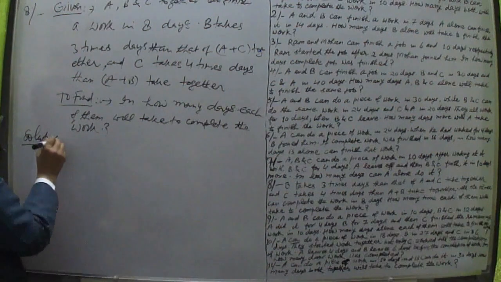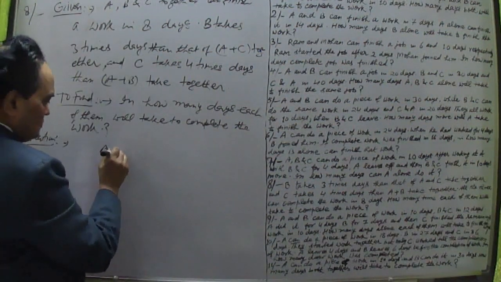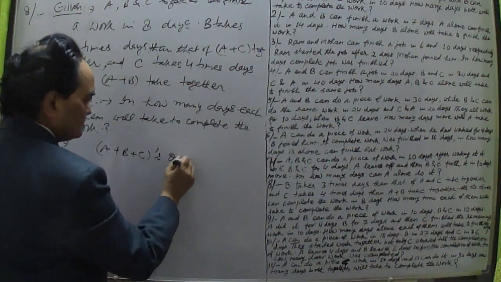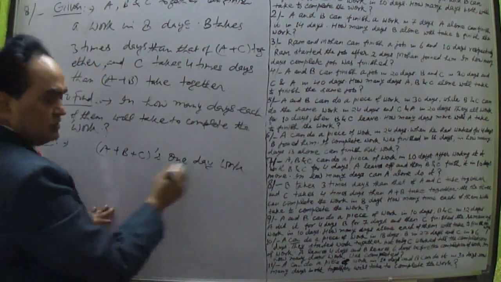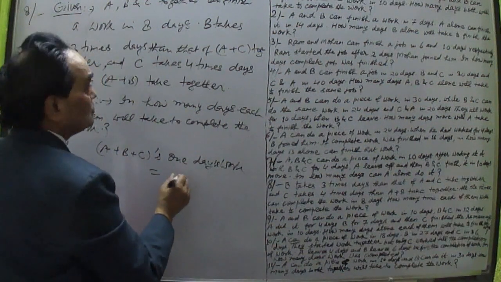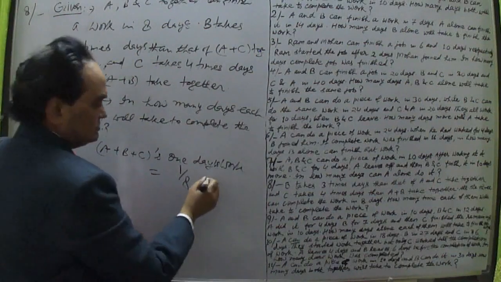Now see here. A plus B plus C's 1 day work is equal to 1 upon 8, as we are given, because all the three can work in 8 days. This is one equation.